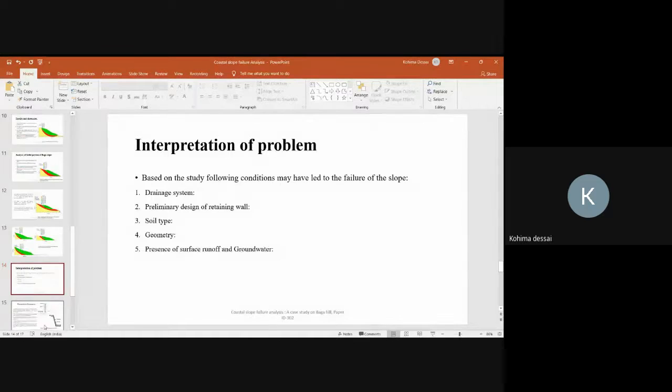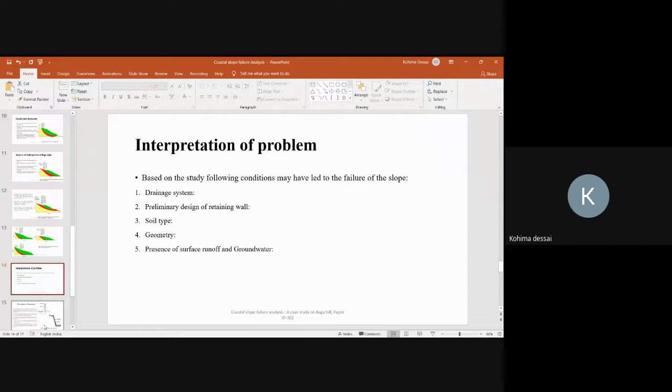Secondly, the preliminary design of the retaining wall. The retaining wall was not able to take the lateral pressure from the slope. Thirdly, the soil type. As we have seen earlier, the soil was silty, which had poor drainage capacity. So the soil was not able to drain the water during the rainy season, which increased the load on the retaining wall.